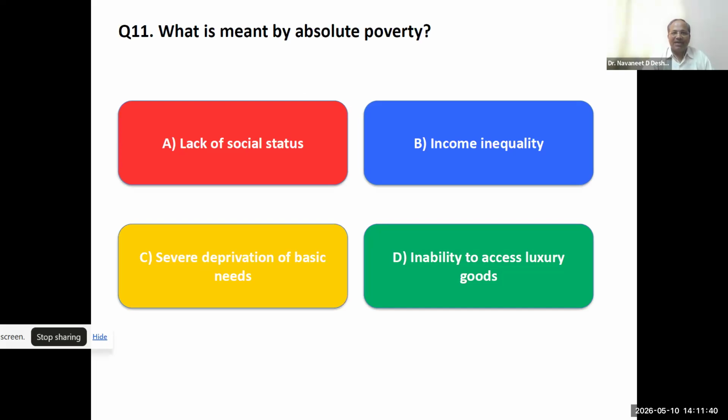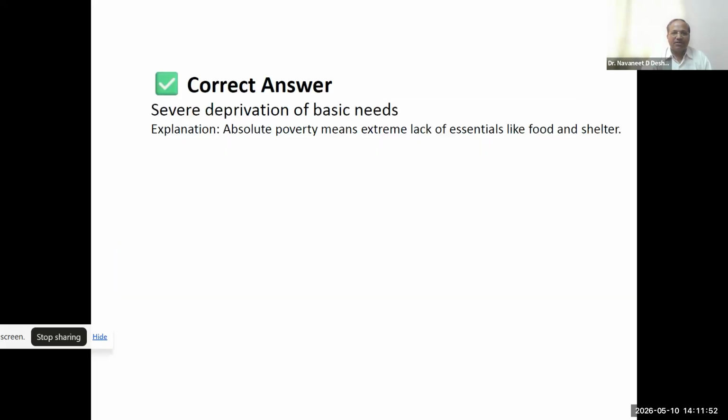What is meant by absolute poverty? Lack of social status, income inequality, severe deprivation of basic needs, and inability to access luxury goods. Correct answer is severe deprivation of basic needs, because absolute poverty means extreme lack of essentials like food and shelter.